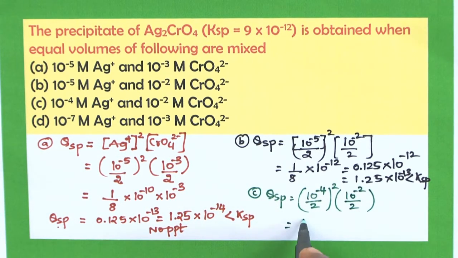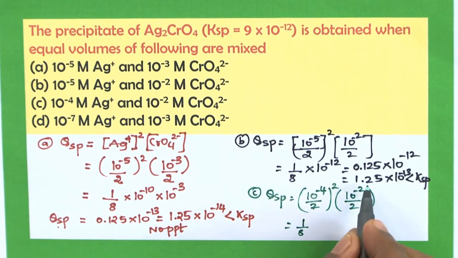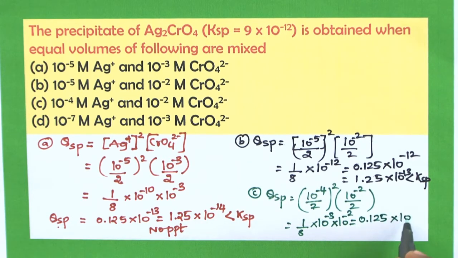This will be equal to 1 by 8, that is 1 by 4 into 1 by 2 into 10 to the power minus 8 into 10 to the power minus 2. That will be equal to 0.125 into 10 to the power minus 10, that is nothing but 1.25 into 10 to the power minus 11.